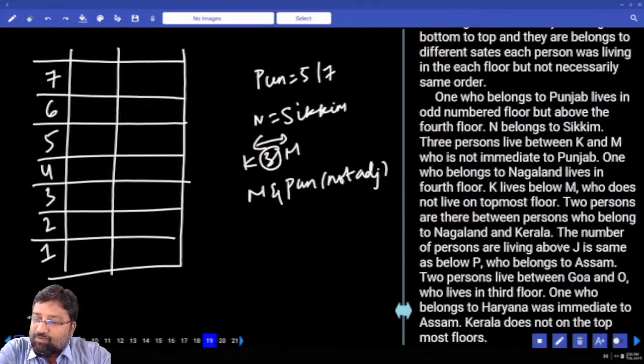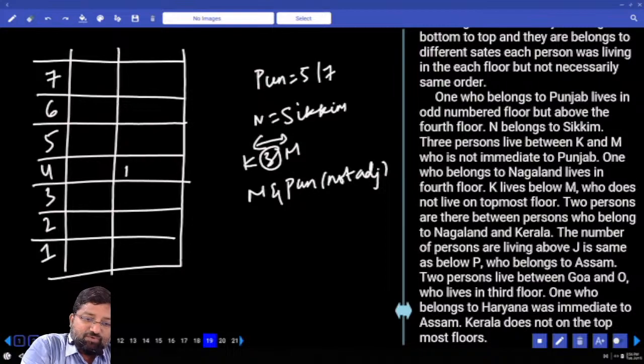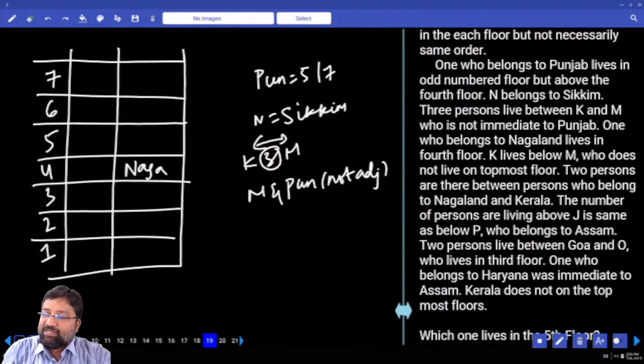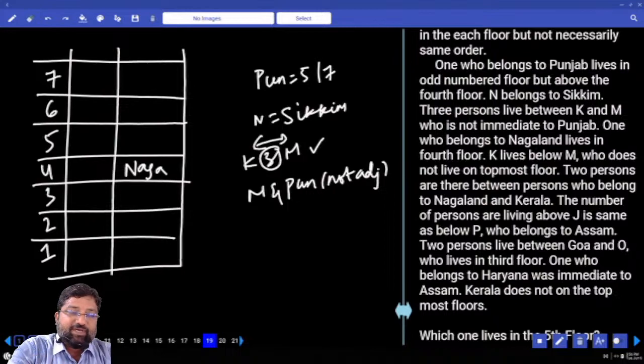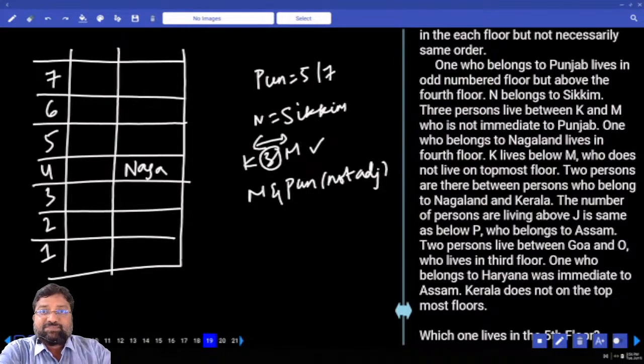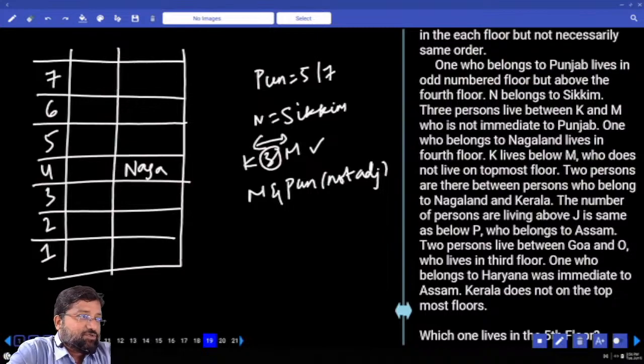Next line. Only the one who belongs to Nagaland lives on the 4th floor. The 4th floor has been associated with Nagaland. K lives below M. M does not live in the topmost floor. In between K and M, we have how many? 3. M does not live in the topmost floor. Then M can live in the 6th floor or the 5th floor.